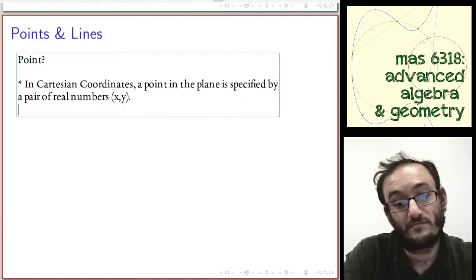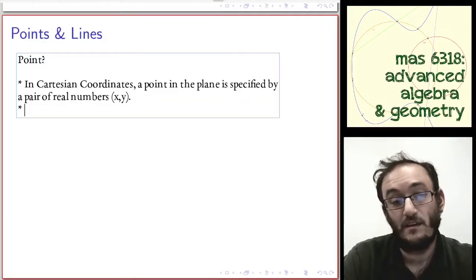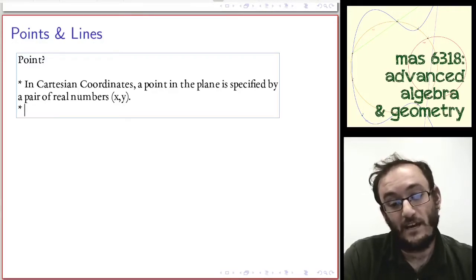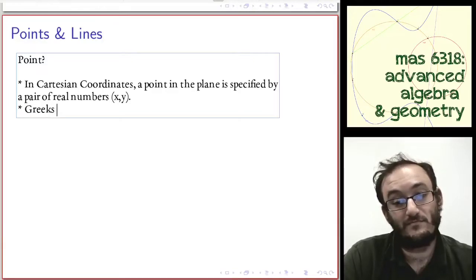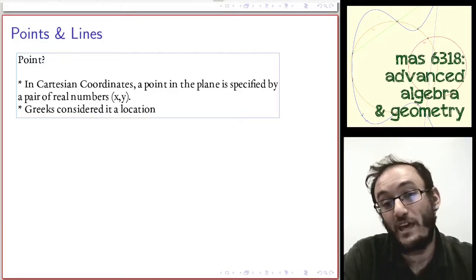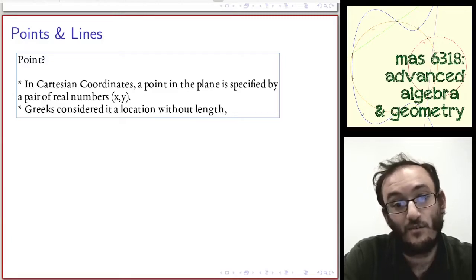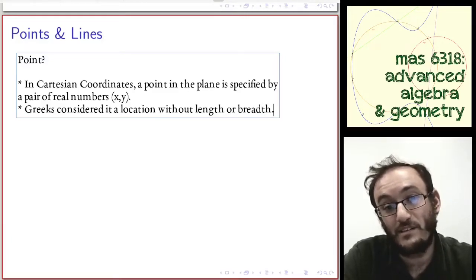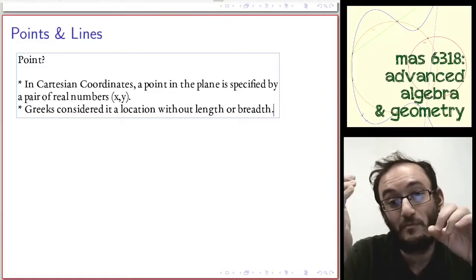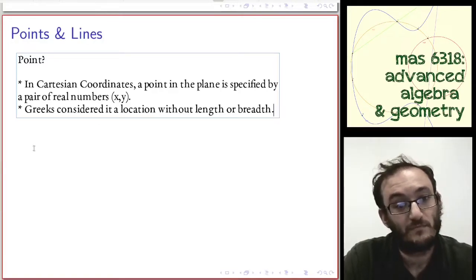But if you go back to the writings of the Greeks and look at what they thought about points, they considered it a location without length or breadth. Okay, so it's a thing, but it's somewhere, but it doesn't have any substance in itself. It's specifying a location.